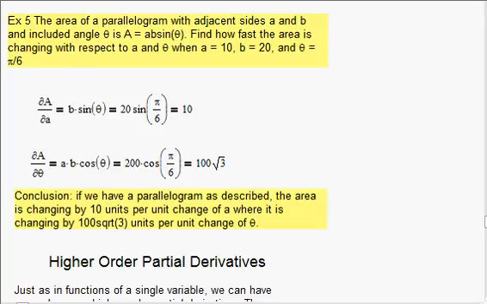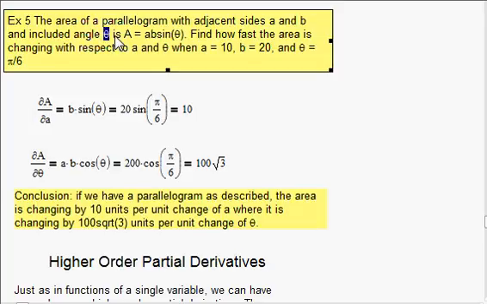And what it has to do with is the area of a parallelogram that has adjacent sides a and b, and the included angle theta. Area equals adjacent side a times adjacent side b times the sine of angle theta, the angle between those two sides. So here's the question: find how fast the area is changing with respect to a and also with respect to theta when a is 10, b is 20, and theta equals pi over 6.